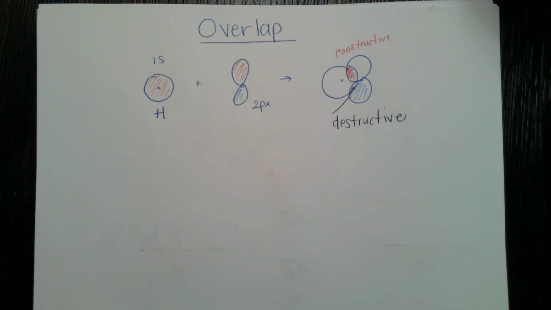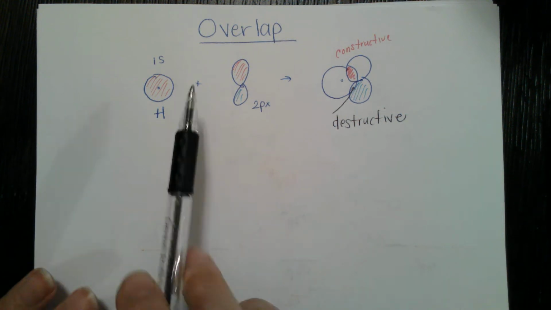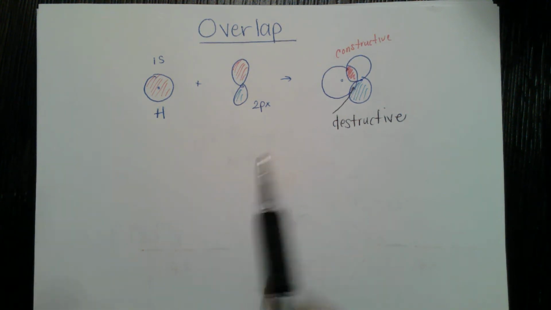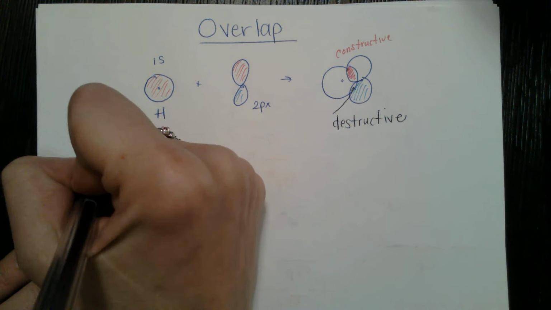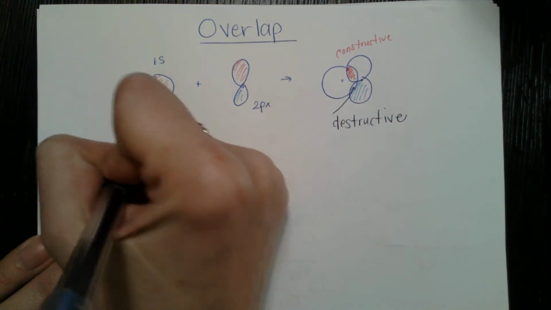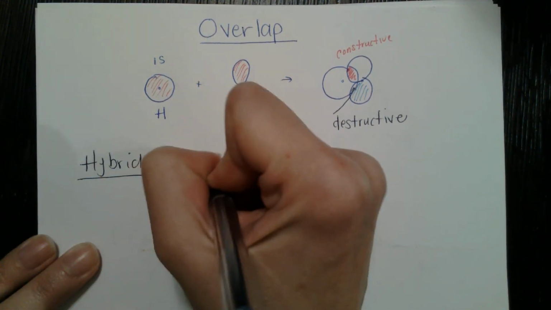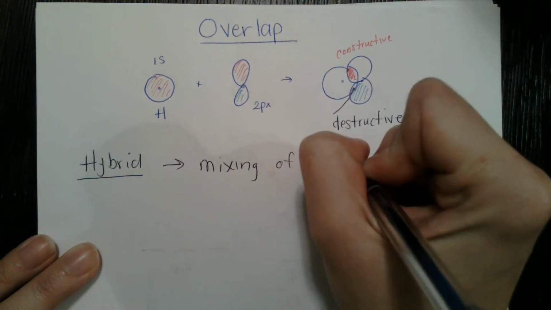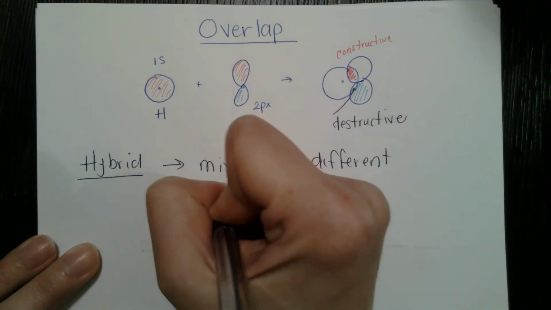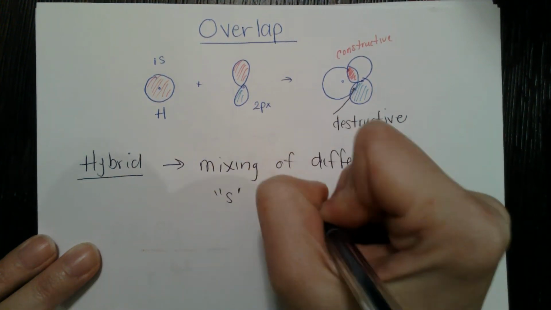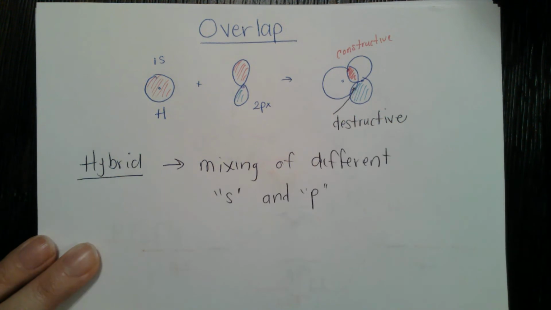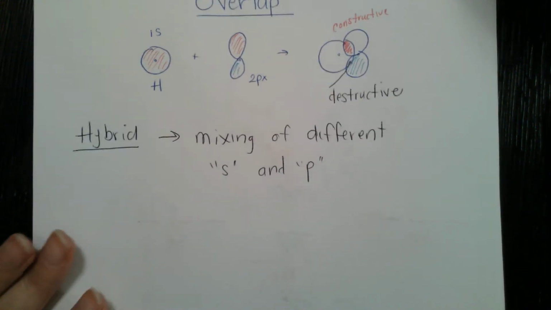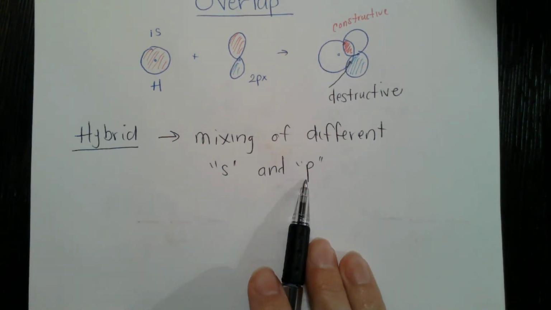To counter that, atoms typically form these things called hybrid orbitals. A hybrid orbital will be mixing of different S and P. We're going to see different hybrid orbitals depending on how the S and P are mixed.